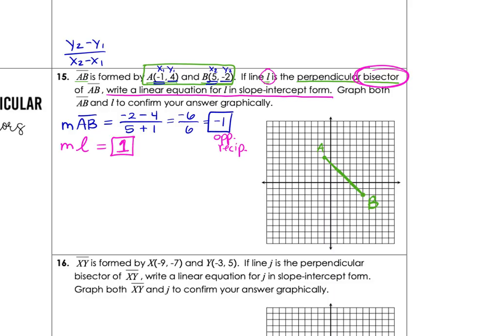Okay, so if it's a perpendicular bisector, how in the world can we bisect AB?